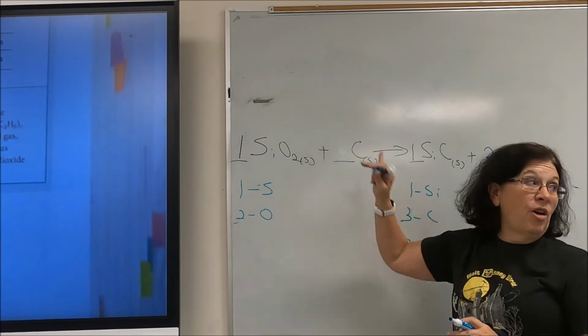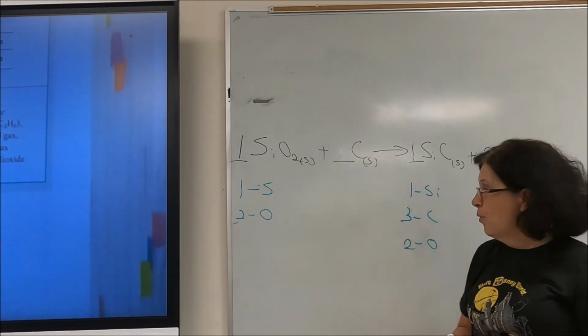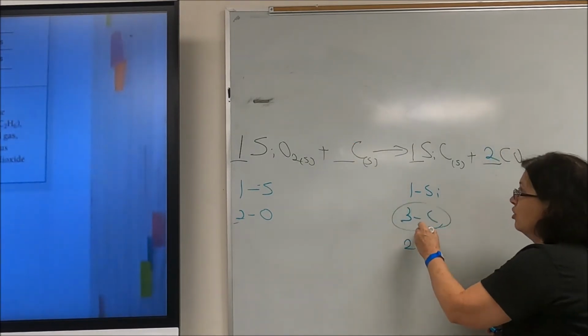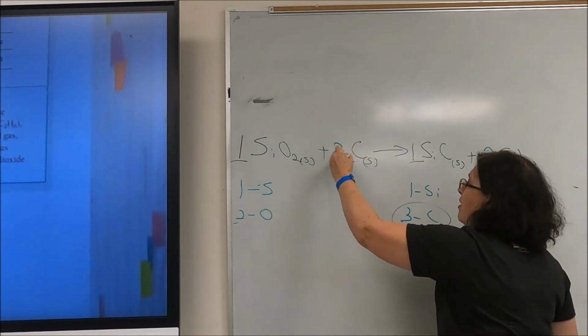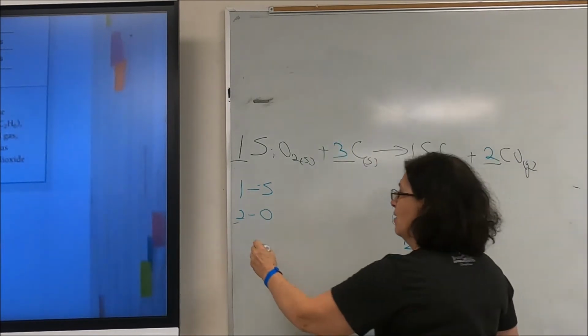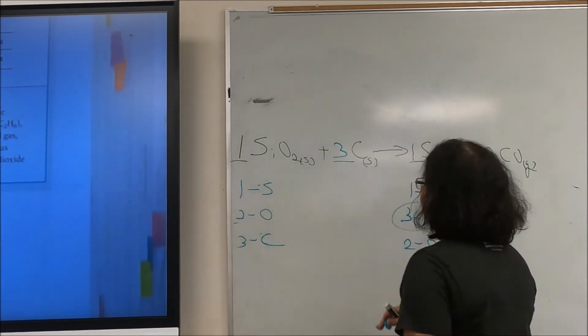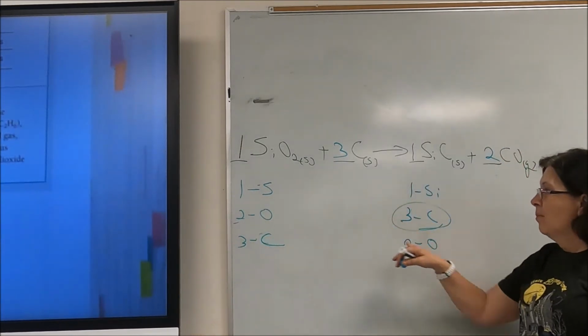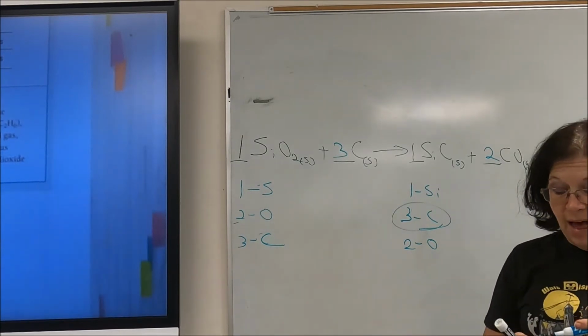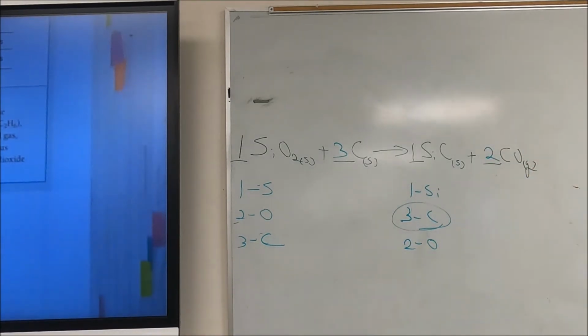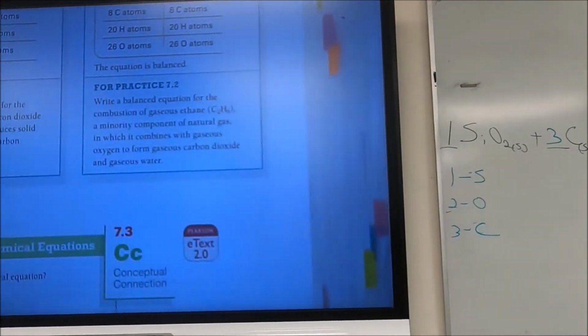Over here, I have 1 silicon accounted for and 2 oxygens accounted for. There's no number there. I don't have the carbons accounted for yet. Well, I need 3 carbons. So it means I need to put a 3 there. So I now have 3 carbons. So I have the same number of each element on both sides. That means it's a balanced chemical equation. Now, let's look at the second one.